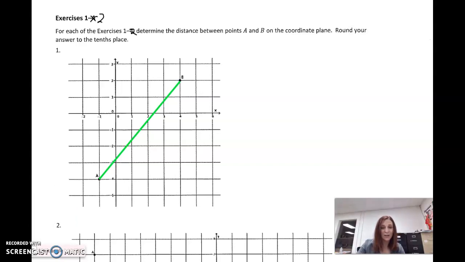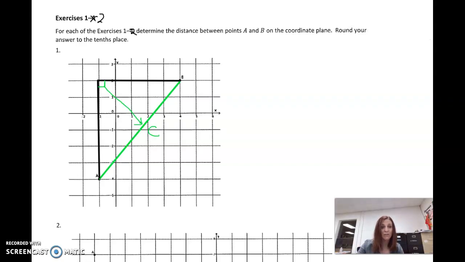It doesn't matter if you go this way or go this way, but it has to be a right triangle, meaning it has to be perpendicular, meaning you have to use the grid lines. You can't just make some random triangle anywhere. So there's my right triangle. I'm solving for my C, my hypotenuse. And then we just count the sides.